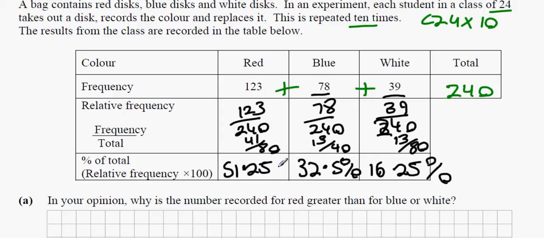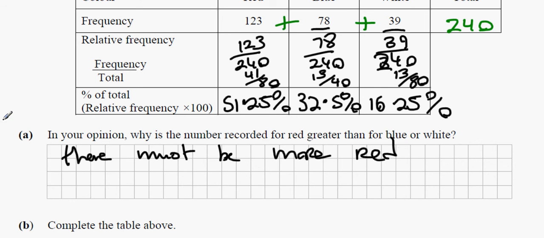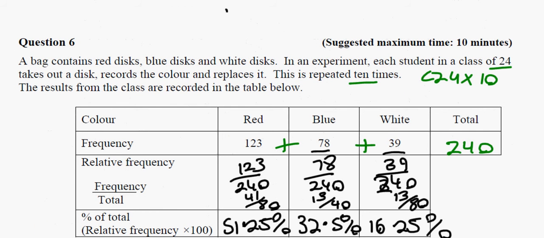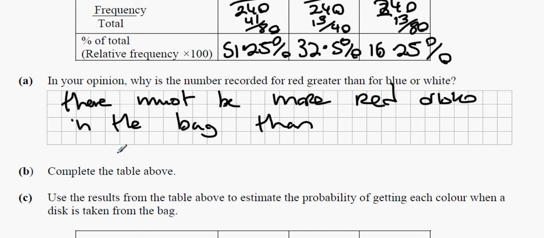In your opinion, why is the number recorded for red greater than for blue or white? There must be more red discs in the bag than blue or white discs.